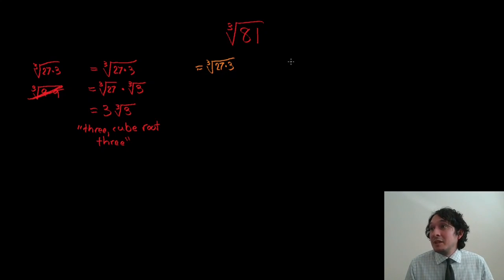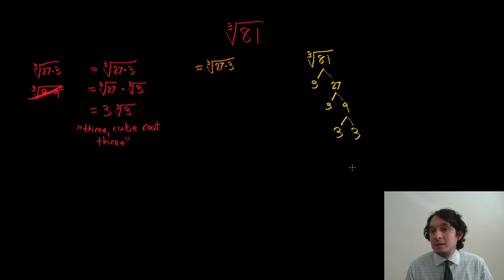But we had one more way of solving this one, and that was to turn this into a prime factorization tree. So let's take the cube root of 81 and break this up. This is not divisible by 2, but it is divisible by 3. This is 3 and 27. 27 is 3 and 9. And 9 is 3 and 3. So there we go. We have 4 3's.